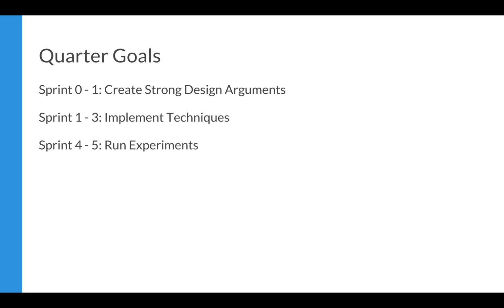So for the quarter goals, for sprint 0 and 1, we want to create strong design arguments. Sprint 1 and 3, we want to implement techniques, really getting into testing and building these techniques out technically, as well as with prototypes, but also conceptually. And then finally, for sprint 4 and 5, we really want to run a study and run some experiments to test our design arguments and the techniques we created.